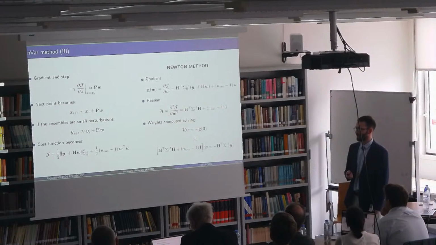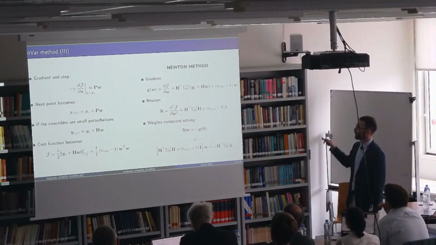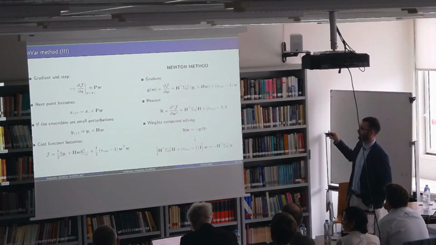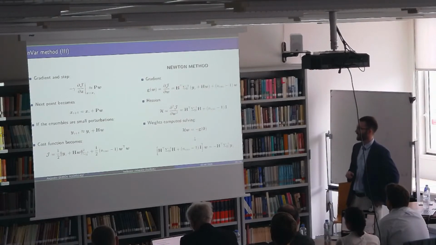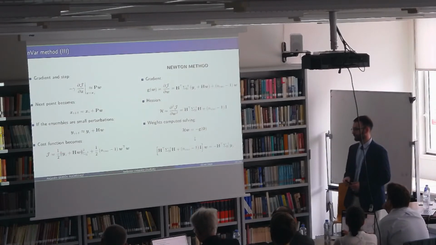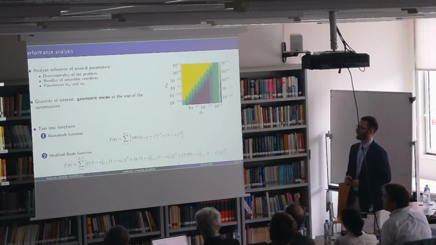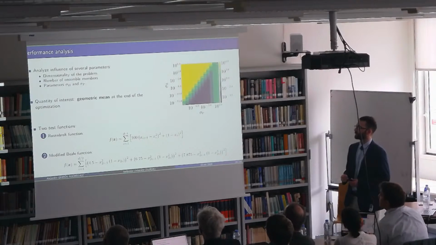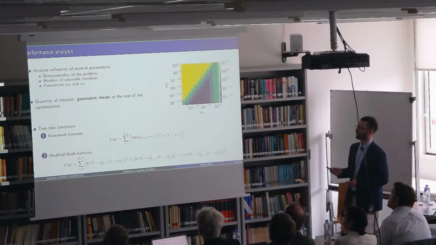So the only remaining step is computing this vector of weights. To do so, since we have a quadratic function, we can use the Newton method by first deriving to obtain the gradient and then to obtain the Hessian. And we have, at the end, this system of equations here at the bottom right, that we can use to compute the weights.